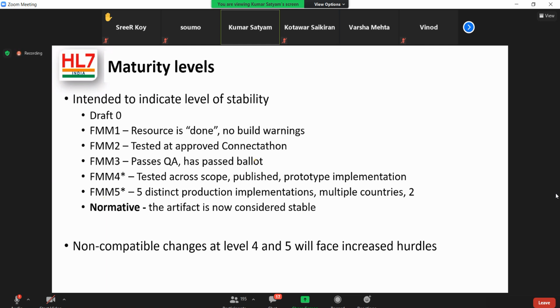And as you see, when you go to higher maturity levels, the changes become more and more difficult, right? So for example, in FHIR maturity model 1, 2, 3, things are still in flux and changing rapidly. At 4 and 5, the changes are not that frequent, and breaking changes will not be that many, right? So that's how it is. That's all about the maturity model.